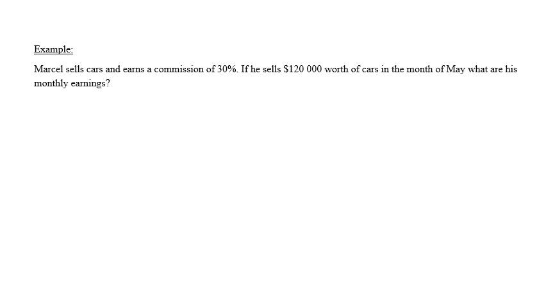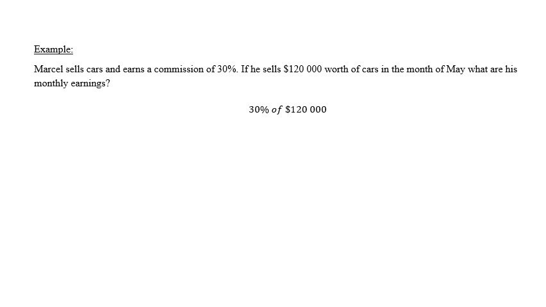Marcel sells cars and he earns a commission of 30%. If he sells $120,000 worth of cars in the month of May, what are his monthly earnings? So when it says he earns 30%, it means he earns 30% of his sales. So 30% of the money he brings into the company goes into his pocket.